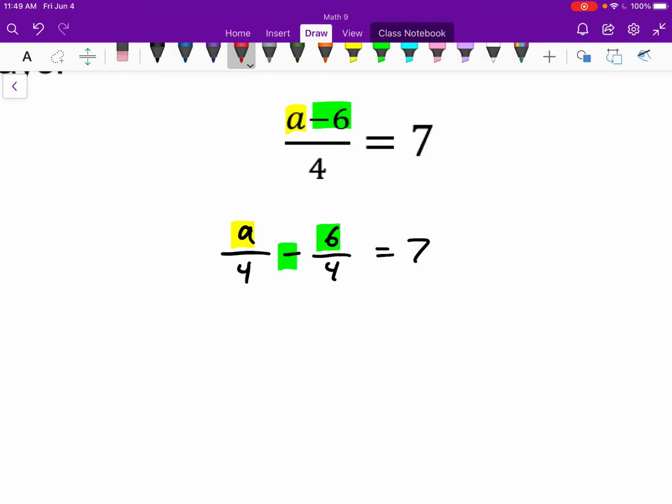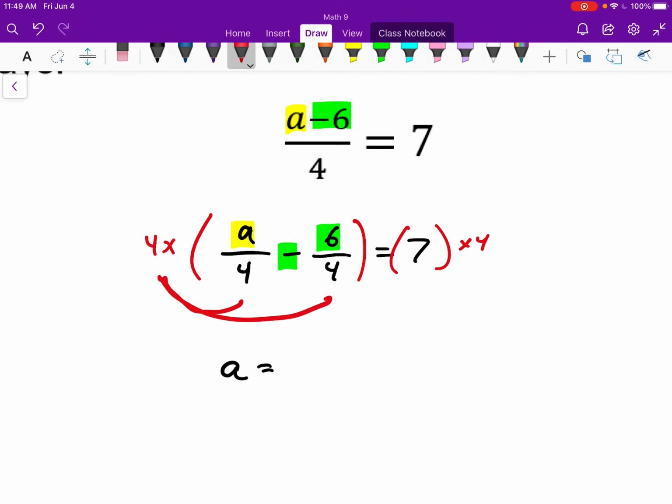However, though, I still have these denominators of 4, which, as we saw from an earlier lesson, I can cancel out right away if I just multiply everything by 4. So I'm going to multiply everything by 4 right away at this point. And so if I do that, I have 4 times a over 4. The 4 is going to cancel out. I just have 1a left. Over here, I have 4 times 6 over 4. The 4 is going to cancel out. I just have the minus 6 left. On the right-hand side, I have 28. That's the hardest step done. Now add 6 to both sides. And again, I got the same answer as before.